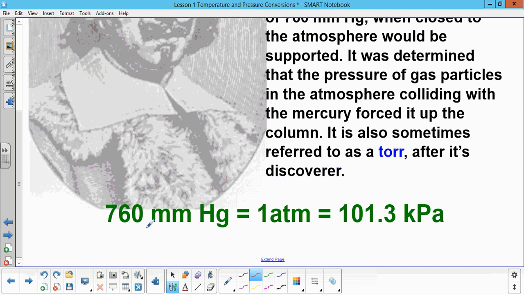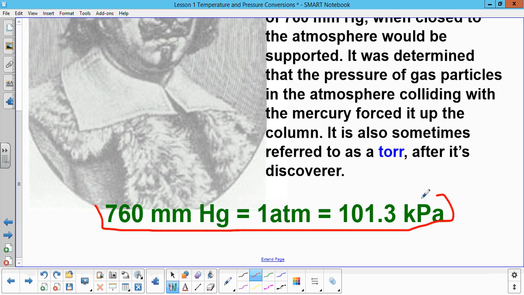We now have two other units that are both accepted by the metric system as well, though, the atmosphere and the kilopascal. These three units comprise something that is true. They are all equal to each other. 760 millimeters of mercury is the same as saying 1 atmosphere is the same as saying 101.3 kilopascals. And unfortunately for you, all three units are going to be used, and you might have to do conversions from one unit to the other because we can't mix and match units in a question.